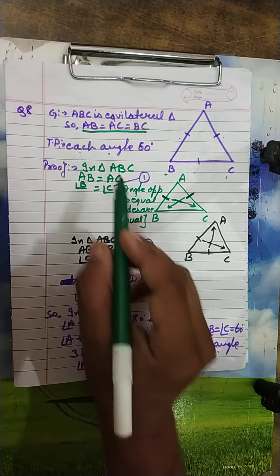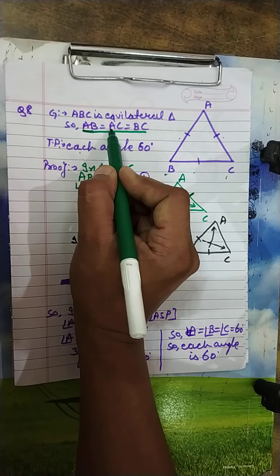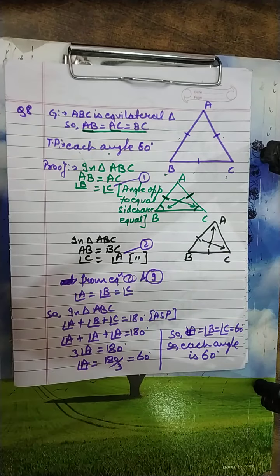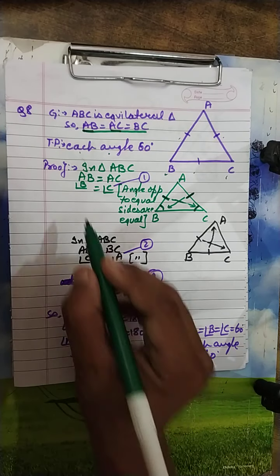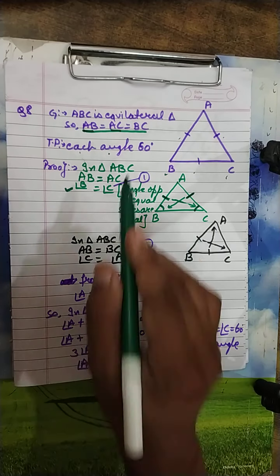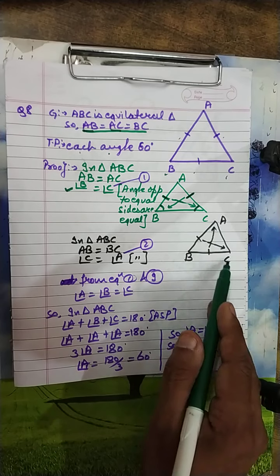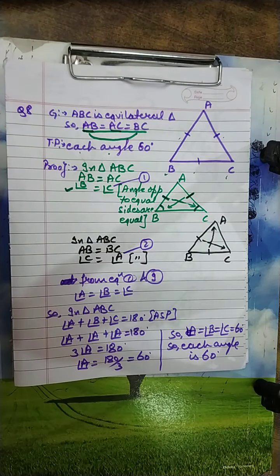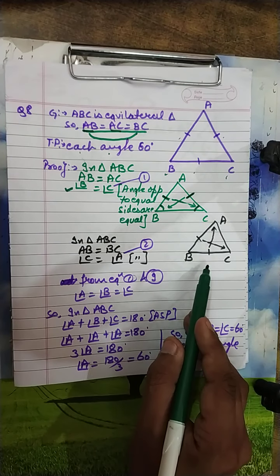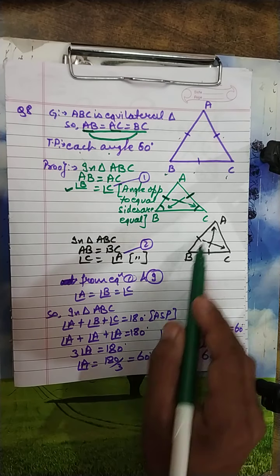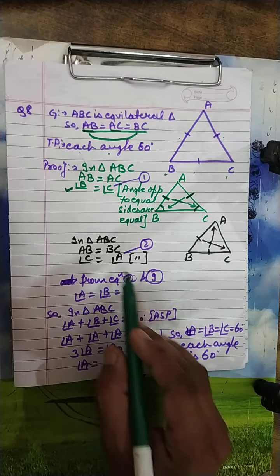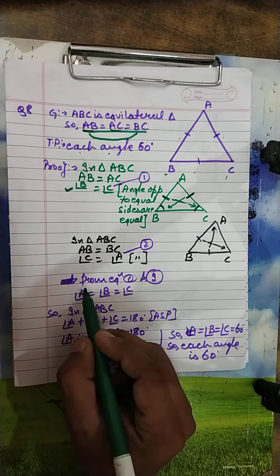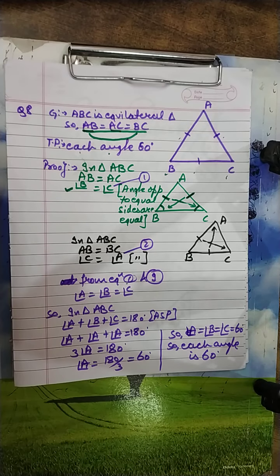In triangle ABC, first of all I have taken AB and AC sides equal to each other. Therefore angle B and C are equal to each other. Opposite angles, angle B equals angle C. That is equation 1. Again in triangle ABC, now take these two sides AB and BC. AB equals BC. Now their opposite angles are equal, so angle A equals angle C. Equation 2.